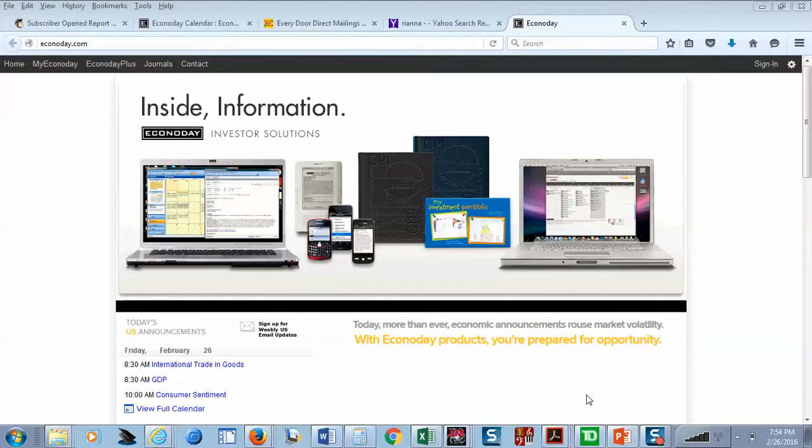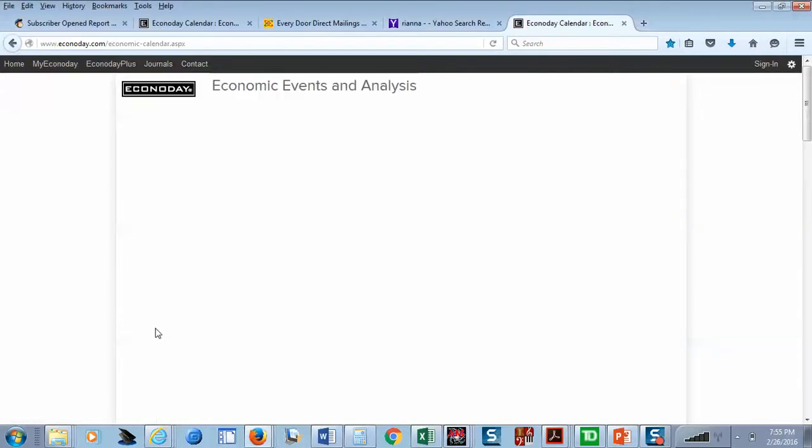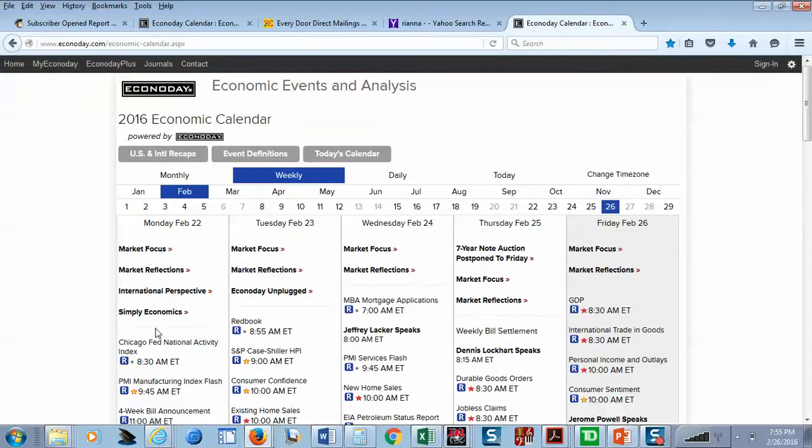So first we're going to get to the Econo Day calendar. I like to use this particular one. Now they want to charge you for it, so we need to figure out a hack to get it for free, which is simply just go right here where it says today's U.S. announcements. Let's go ahead and click that. Now I'm in it. So here I get weekly, here I get monthly, and there's a few things that you get if you decide to subscribe, but you really don't need to. You just need something to give you a constant reminder.